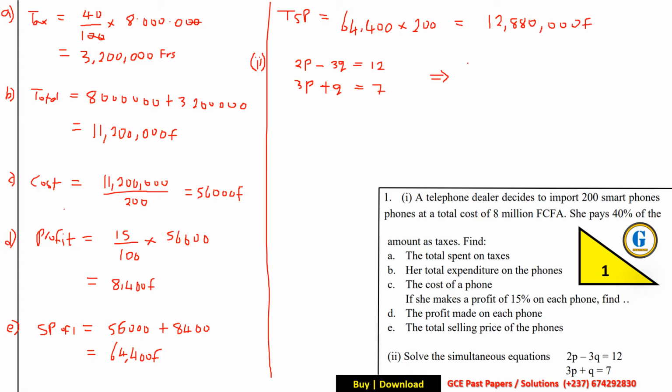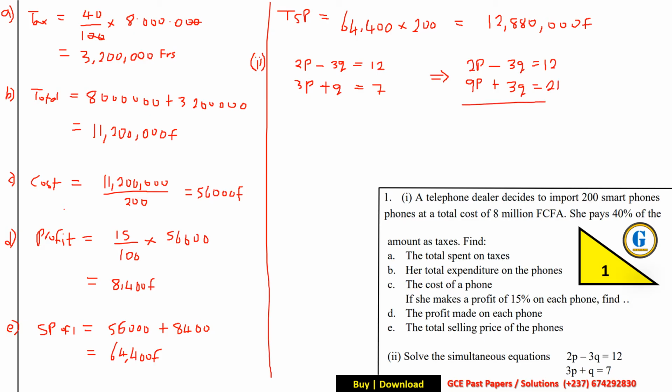So I'll have my 2p minus 3q to be equal to 12. Then equation 2, I'm going to multiply it by 3. I leave this one like this. So I'll have 9p plus 3q to be equal to 3 times 7. What does that give us? That gives us 21, right?